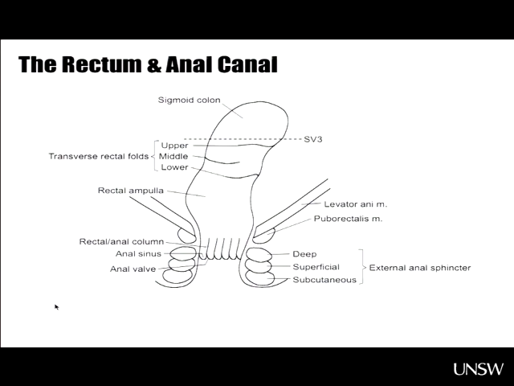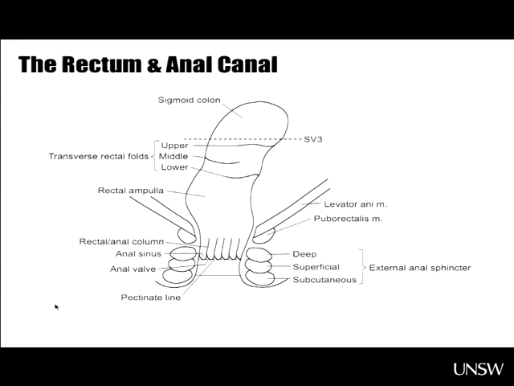The line of the anal valves collectively has a name. We call it the pectinate line. And it's quite important functionally because it separates intestinal epithelium above from squamous epithelium below. We'll talk about that a little bit more in a second.